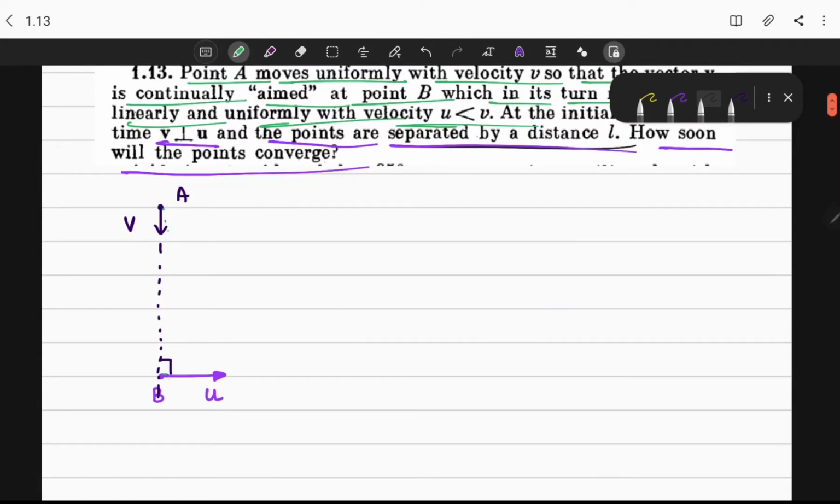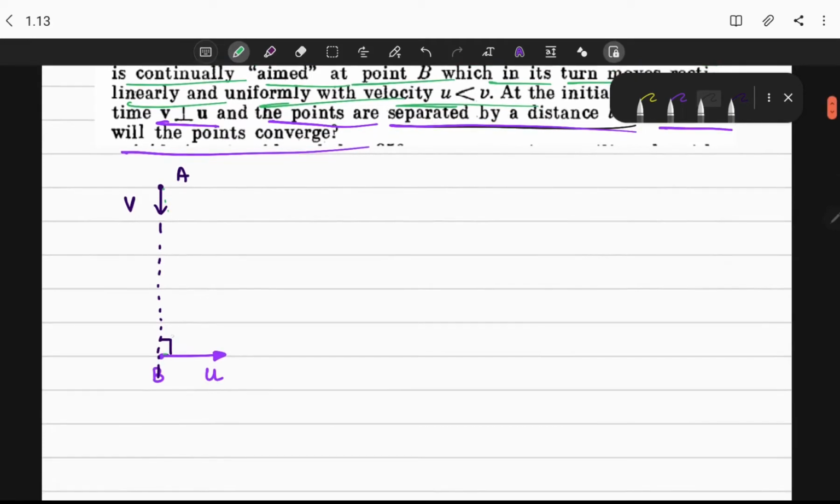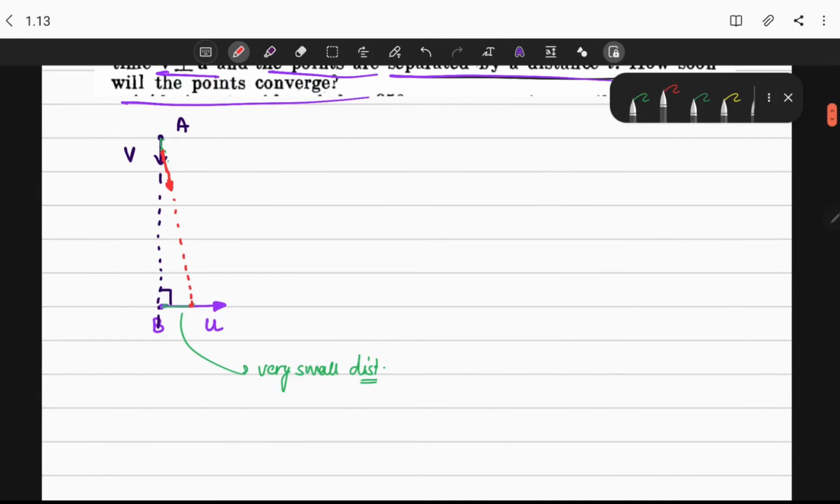For example, let us say in a very small time duration B has moved by a certain very small distance, and A has moved by a certain distance which is also very small. Then if we draw the line joining these two points, this is the line and we know that it is aiming towards point B. So that means the velocity of A is in this particular direction.